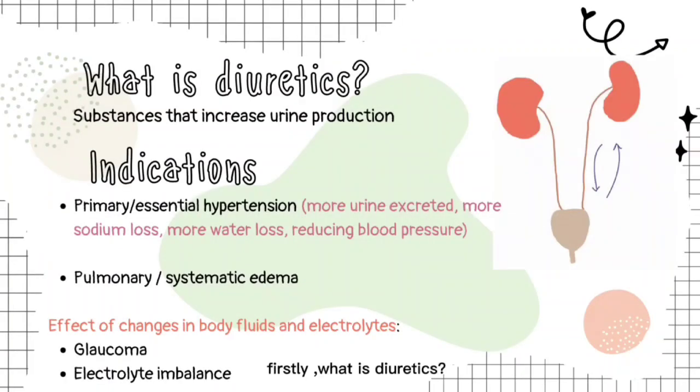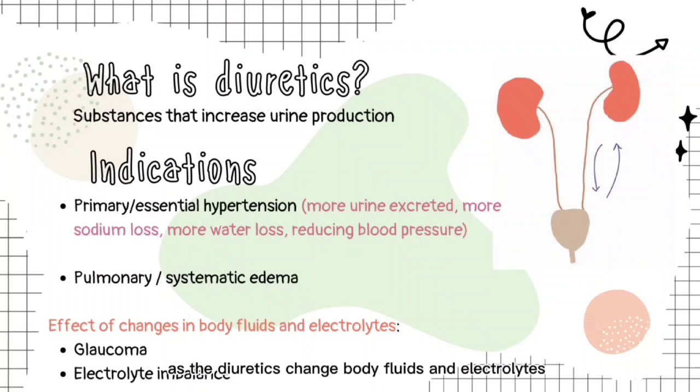Firstly, what is diuretic? Diuretics are substances that increase urine production. They are mostly indicated for primary or essential hypertension. When more urine is excreted, it will increase sodium loss and also increase water loss. Reducing the blood volume will reduce the blood pressure. It is also used to treat edema, which can be pulmonary or systemic.